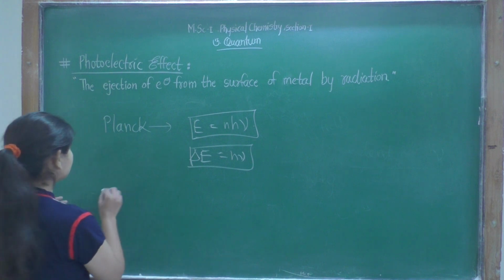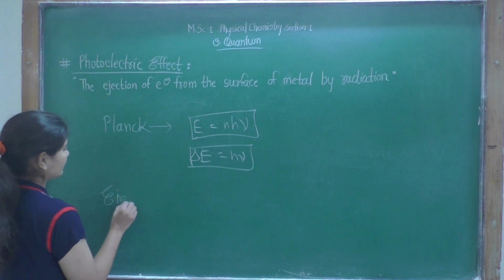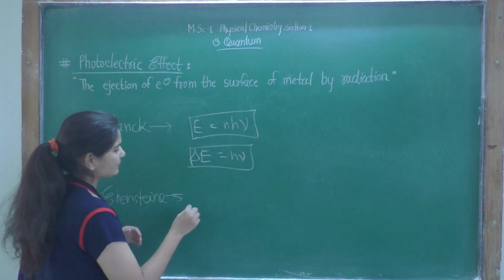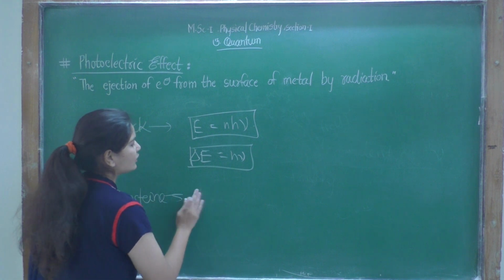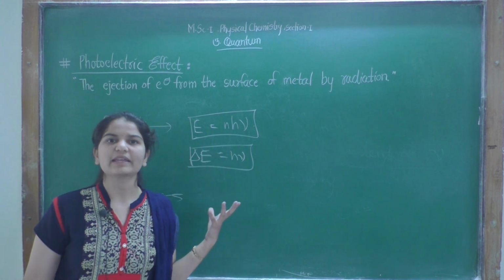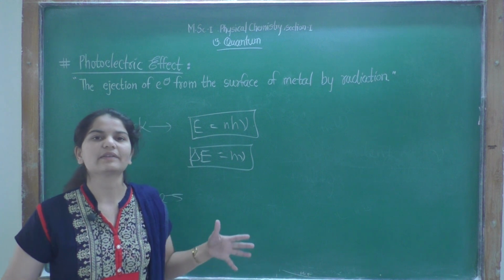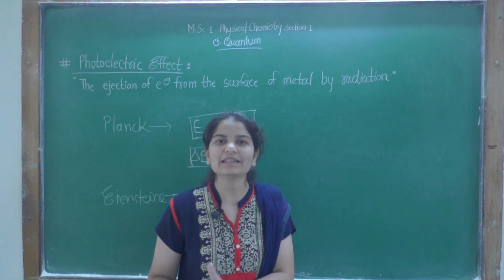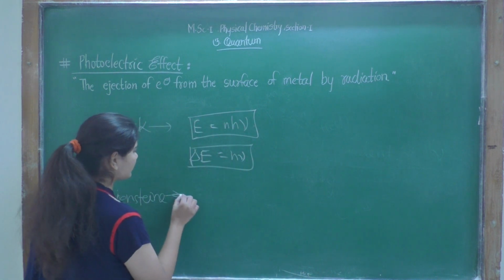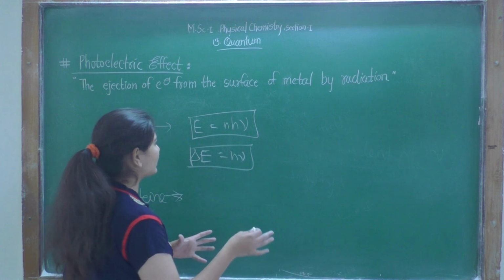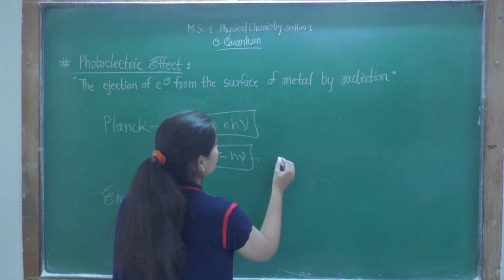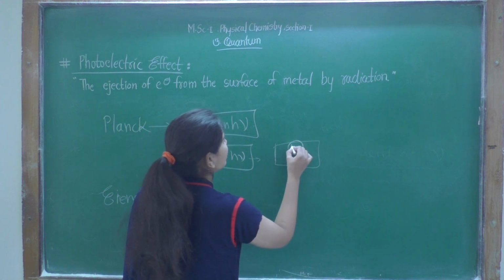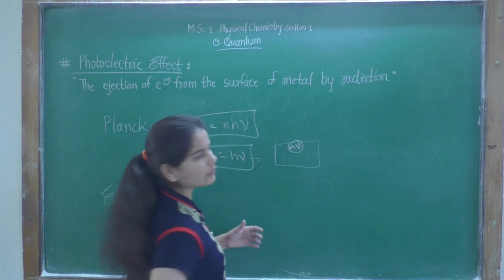What did Einstein say? Einstein said that not just the electronic energies are quantized, but the radiation itself contains quanta. That means it contains packets of energy. If this is an electron, it will have some energy, an h nu amount of energy.